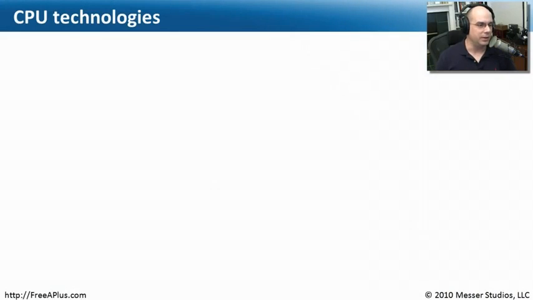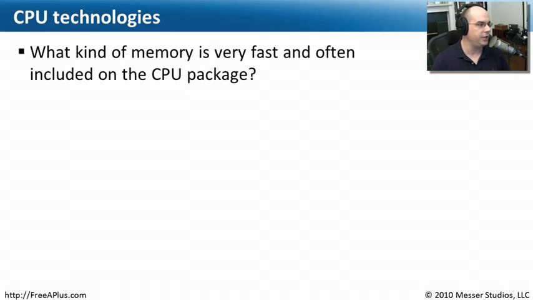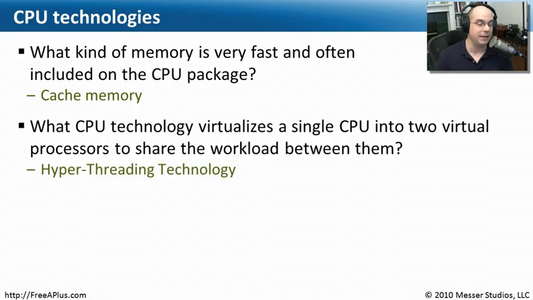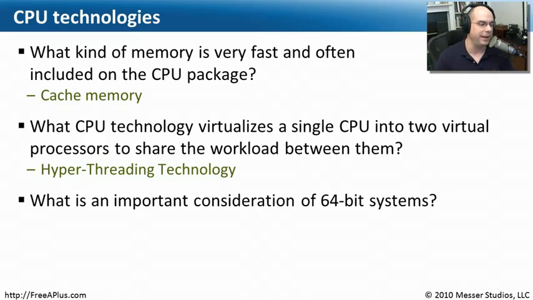Let's review what we've learned on CPU technologies. Our first question is, what kind of memory is very fast and often included right on the CPU itself? Well, we looked at the actual picture of some of that, and that was our cache memory. The second question is, what CPU technology virtualizes a single CPU into two virtual processors to share the workload between them? Well, if you have one processor that's not dual core, that's a single core processor, it's really taking advantage of this hyper-threading technology, or HTT. You'll see it abbreviated as HTT.